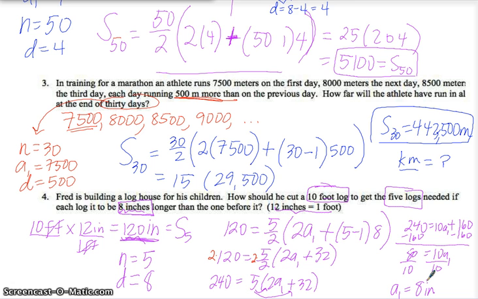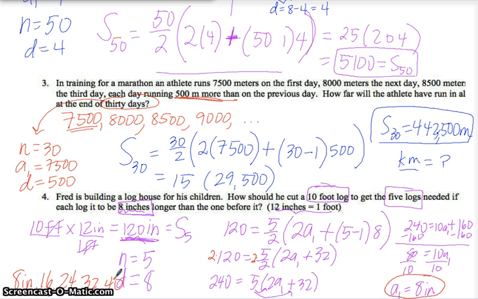Well, we were in inches, so my first log that I cut needs to be 8 inches long. So what does the question say? It says, how should he cut a 10-foot log to get 5 logs needed? So this is the first cut he needs to make. It needs to be an 8-inch log, and then 8 more than that is 16. 8 more than that is 24. 8 more than that is 32. 8 more than that is 40.